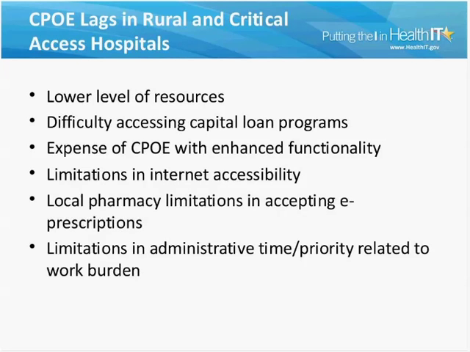In addition, there's limitation in internet accessibility, with the FCC study showing that there was no business case to offer broadband in certain situations, and so internet does not necessarily proceed as quickly in these rural communities. There's also local pharmacy limitations in accepting e-prescriptions and limitations in administrative time and priority related to work burdens that relates to this extensive project implementation.